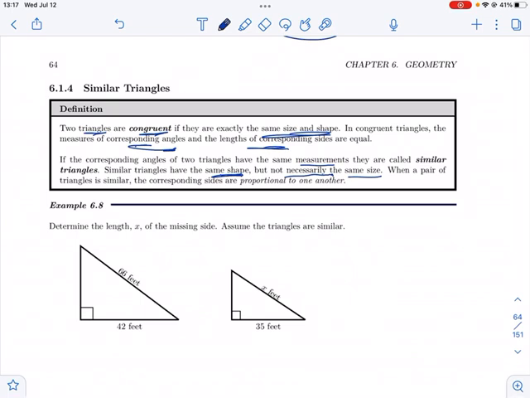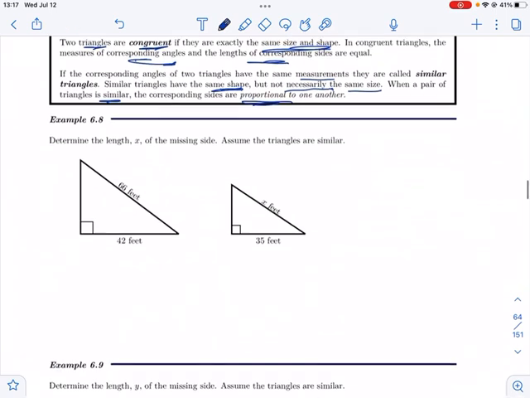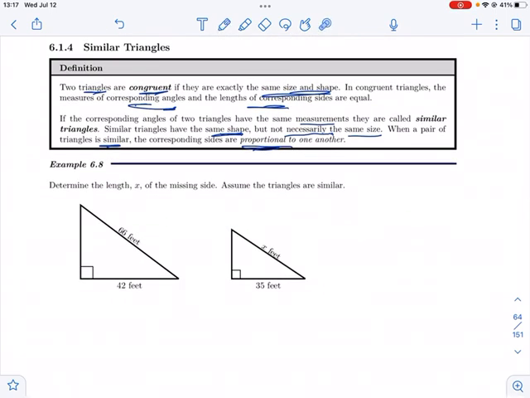So similar triangles have the same shape, but not necessarily the same size. When a pair of triangles is similar, the corresponding sides are proportional to one another. For example, those two triangles, if we just look at them, they look similar, but they are not exactly the same. So we sometimes use this notation to say that they are similar.